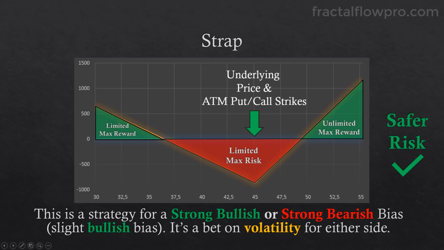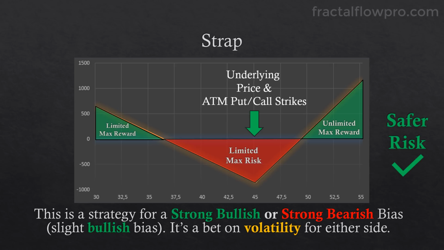We can notice that by observing how the payoff line to the upside has a steeper angle than the payoff line to the downside. The ideal market scenario for this strategy is a bet on volatility for either side of the market, but with a slight bullish bias, since profits will accelerate faster in that case. In terms of risk, this strategy has a limited maximum risk and an infinite maximum potential reward, so it's a safer strategy.